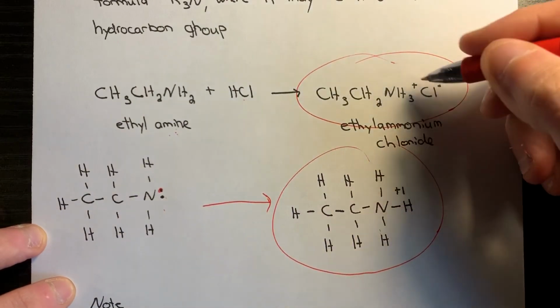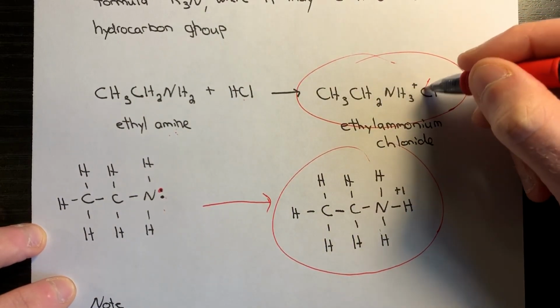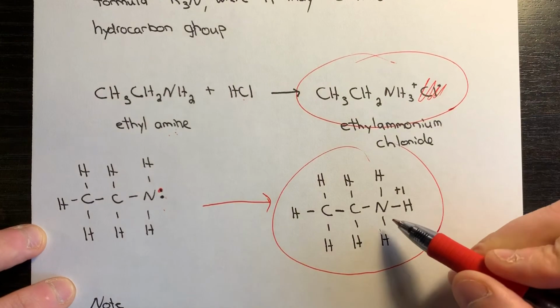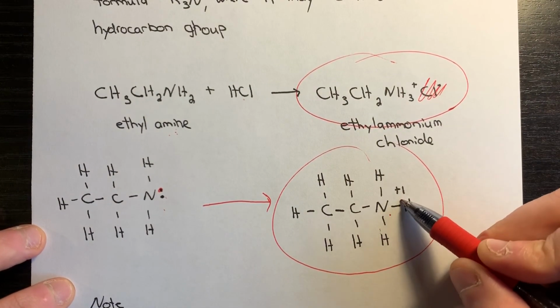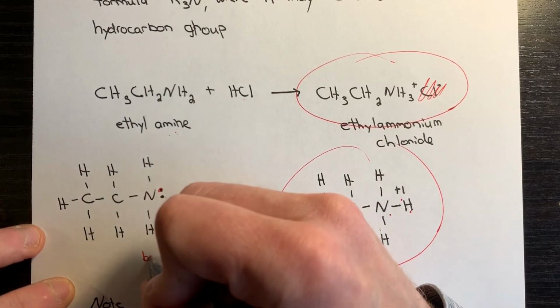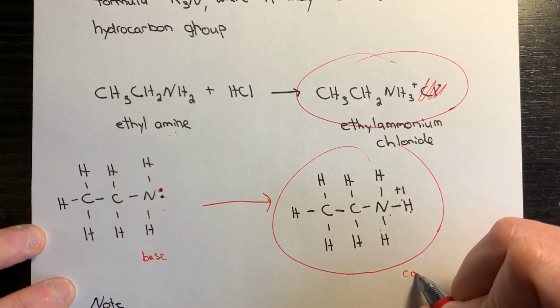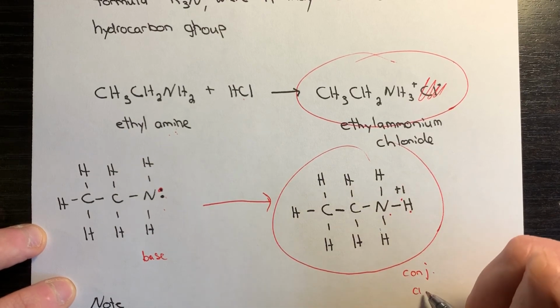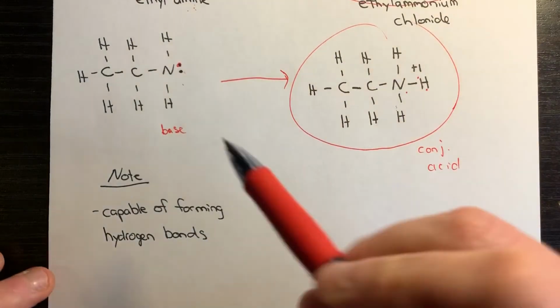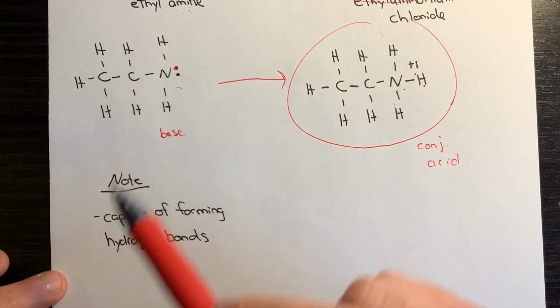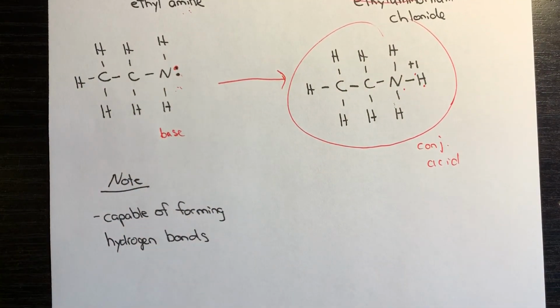So I've actually taken out the ethylammonium bit, and I've drawn it out, where that nitrogen we find has formed a covalent bond with the hydrogen. Subsequently, it's picked up a +1 formal charge, okay? So this acts as the base. This over here is our conjugate acid, okay? So amines can act as a base. Again, if you take a look at the structure, obviously it's capable of forming hydrogen bonds both with itself and with water molecules.